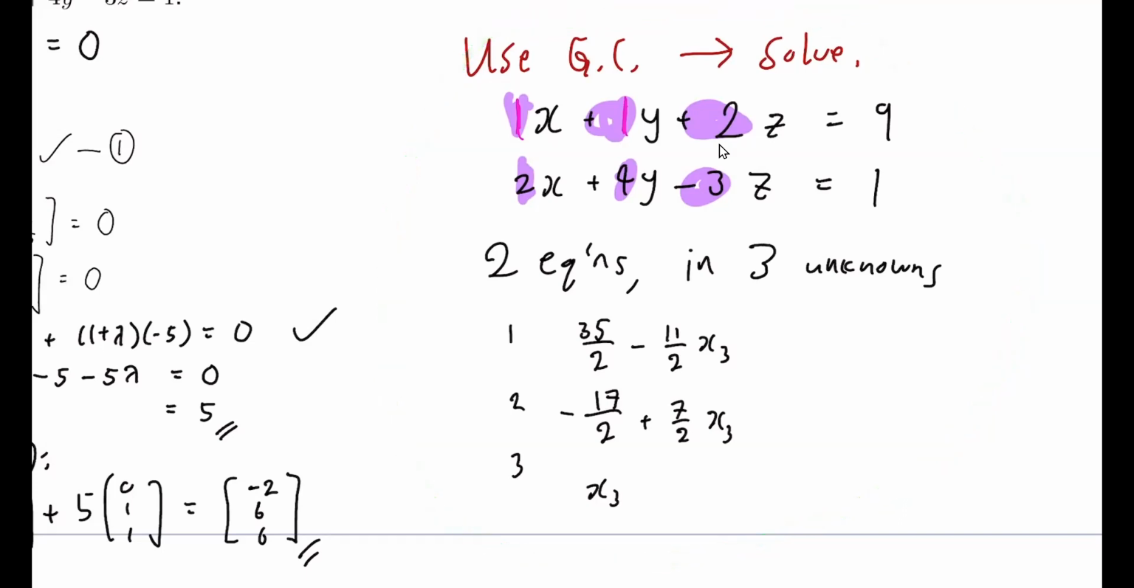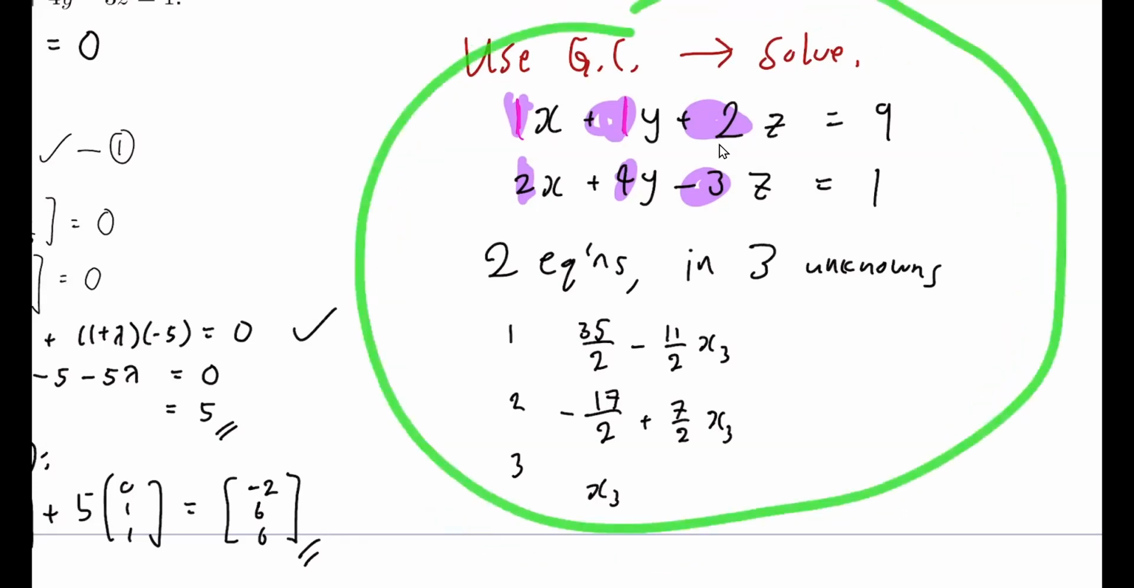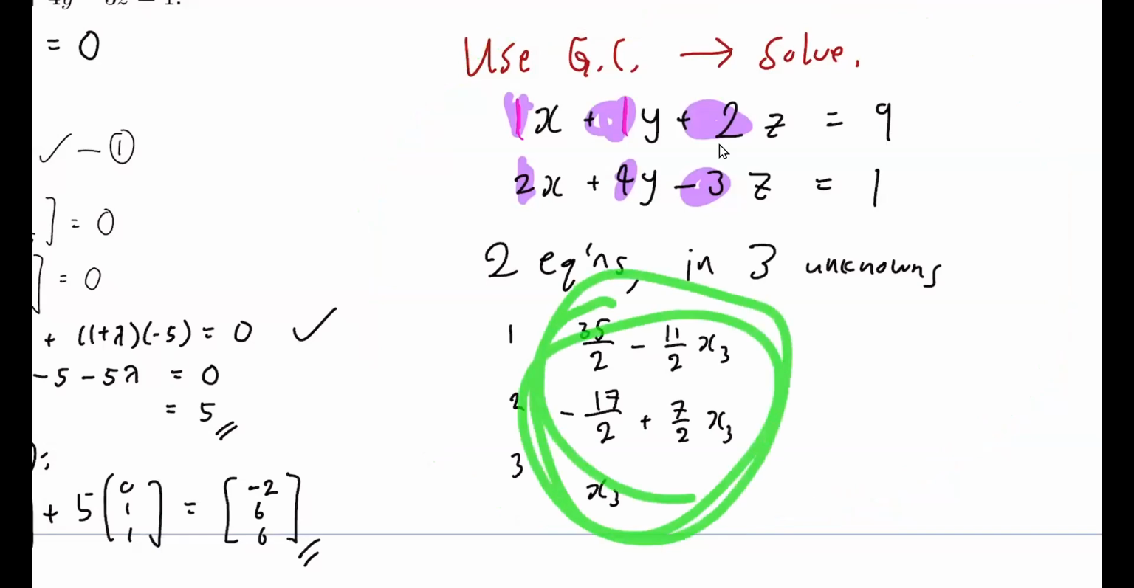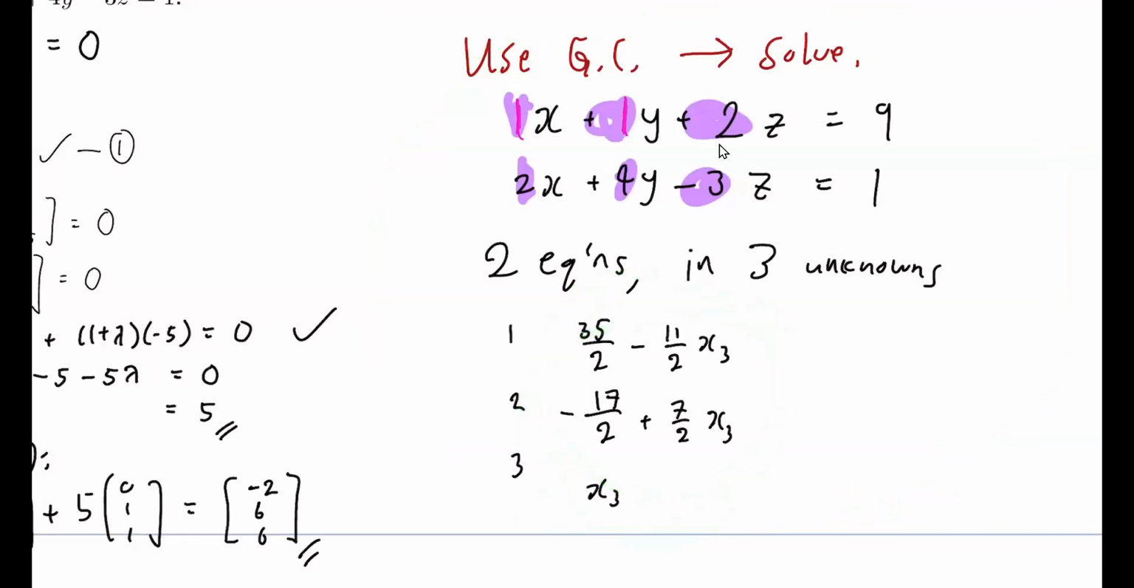Doesn't matter. Okay, so let's take a look. This is the equation. Here's what we got. You need to translate it into our language. Here we use x, y, z. The GC uses x1, x2, x3. So here x3, what do you think it represents? The z. Exactly. So that's why we're going to replace the x3 with z. So z, z, and z.